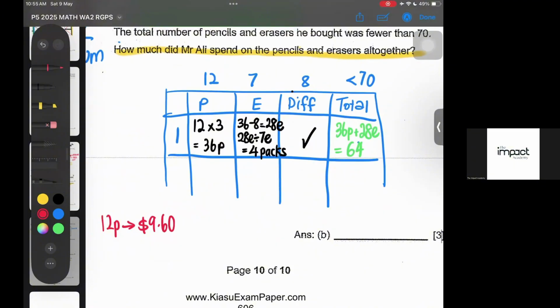When you do something to the left, you must do something to the right. Very good. So this is $9.60 times 3. Can everyone help me with 960 times 3? First person to get that will get the fruit.